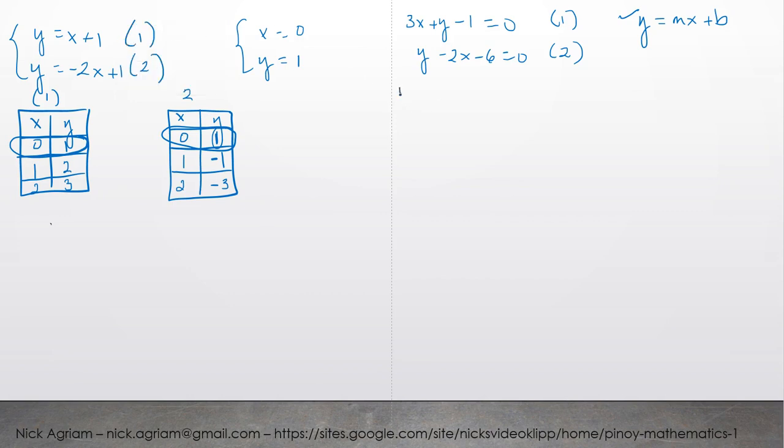Okay, then what we can do now is to rearrange like what I've said. So we have, for equation 1, 3x plus y minus 1 is equal to 0. If I will subtract 3x and add 1 to both sides of the equation, so that this will become 0, this will become 0. So my equation is y is equal to negative 3x plus 1.